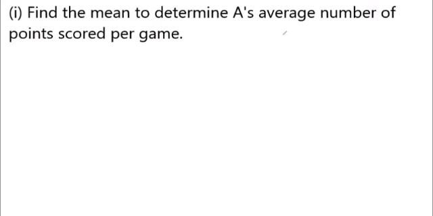The following table shows the points of each player scored in 4 games. So we have 3 players, player A, player B, player C, and we have 4 games per player. Now what we need to do? Now answer the following questions. Find the mean to determine A's average number of points scored per game.